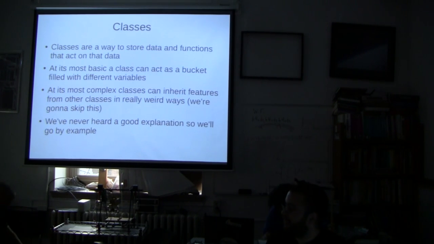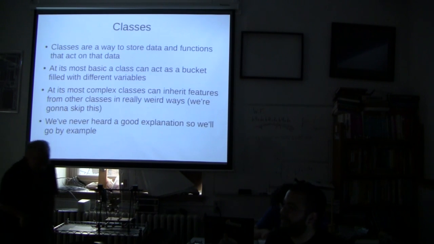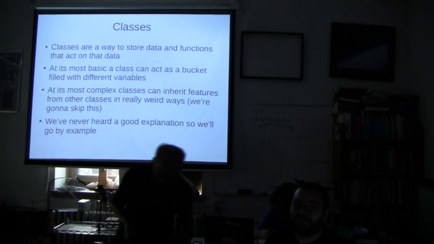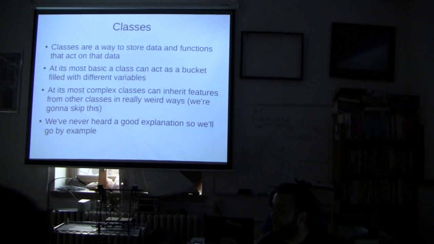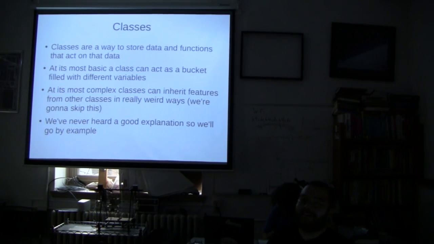So at the end of this slide, it says that there's never a good explanation for classes because it's always really hard to explain and no one does it well. So I'm going to go ahead and butcher it right now for you. A class is like a blueprint, basically, right? And this blueprint explains how to make something. And when you create an object, you're using the class to create one instance of whatever was on that blueprint, right?